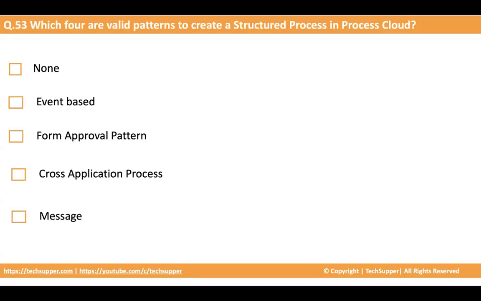If you don't know, you again can log in to your Process Cloud screen and try to create a structured process, and you will find a dialog box which will allow you to create your structured process. And then you have to choose a pattern. The answers are none, form approval pattern, cross application process, and message. So these are the four patterns you can use to create a structured process. Okay, now let's get into the next question.